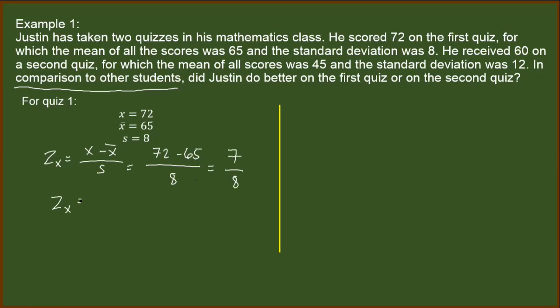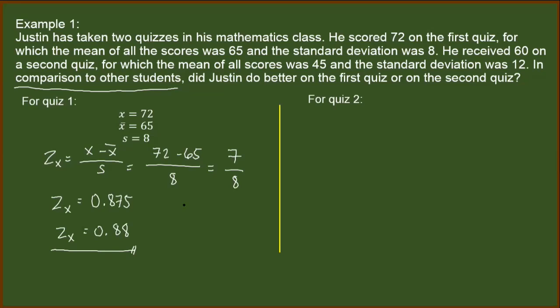Afterwards, we will round off the quotient to the nearest hundredths. So, meaning our quotient is 0.875 or 0.88. So for the first quiz, this is the z-score of Justin.